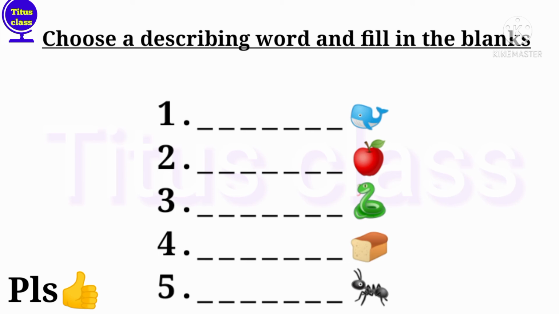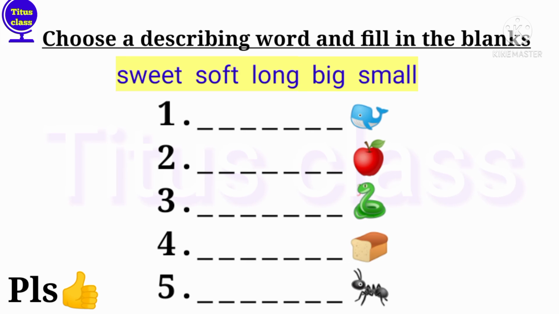Choose a describing word and fill in the blanks. First one. It is a picture of a whale. Options are also there. ऊपर option है sweet, soft, long, big, small. So whale is a big animal. So I will write big whale. Second one, apple. What is the taste of apple? कैसा स्वाद है? Sweet. So I will write sweet.